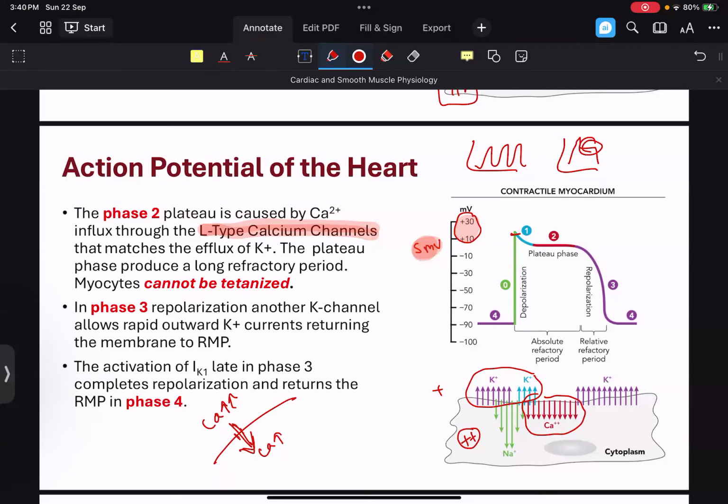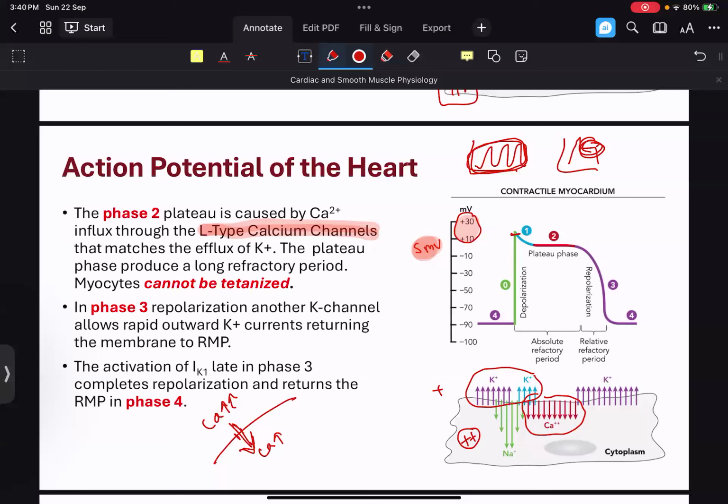If you have tiny contractions right after each other, you won't be able to pump enough blood out of the heart, and even more, you won't be able to fill the heart up with enough blood, okay? So again, the reason why you can't have these kinds of action potentials in a cardiac myocyte is because you want enough time for a full, strong contraction to occur, which is why we have this plateau phase. And how does this plateau phase happen?